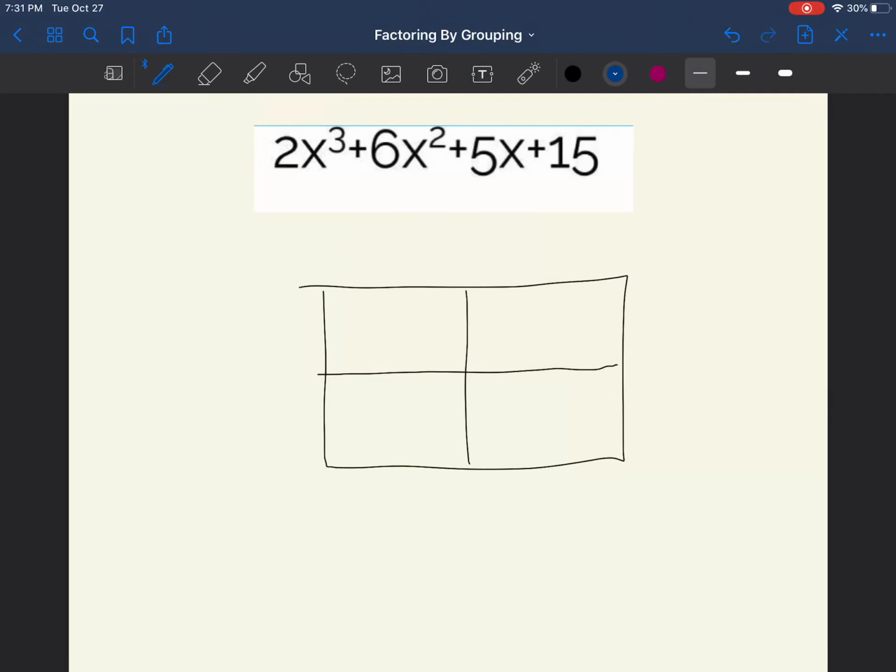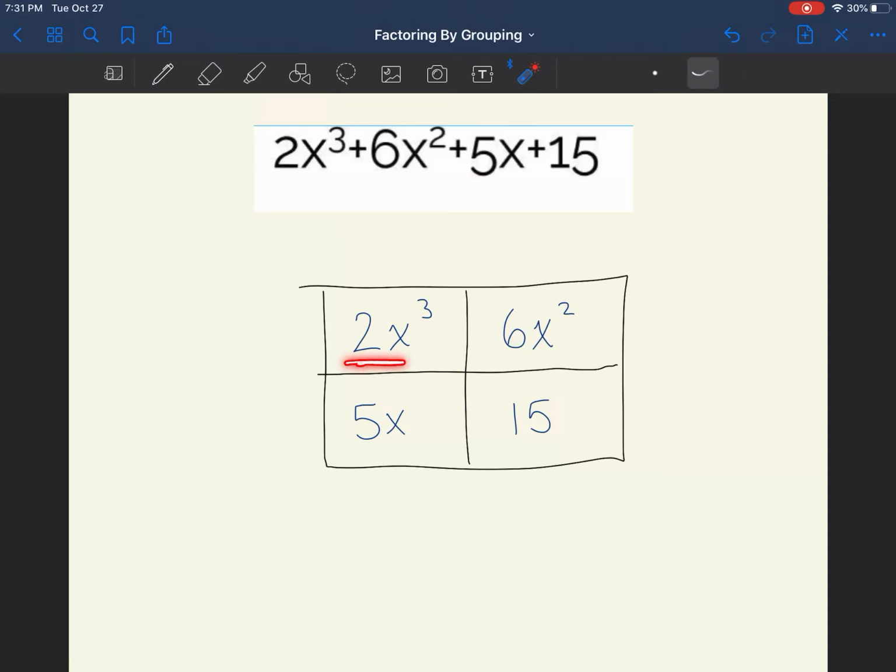So I'm going to put 2x to the third, 6x to the second, 5x, and 15. I just put them exactly in order, just as I see them. And now I'm going to work across each row and factor out the greatest common factor of each row.